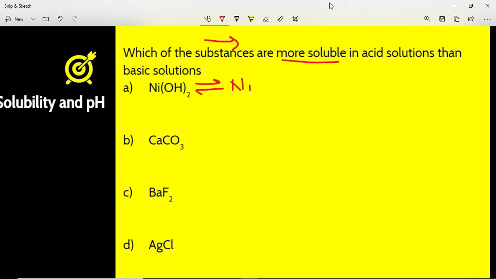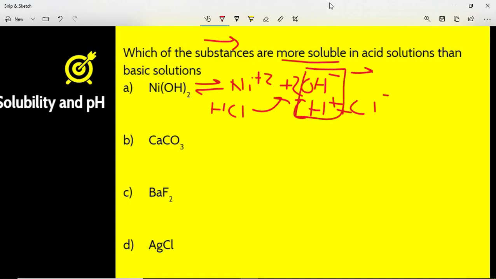So we have Ni 2+ plus 2 OH minus. Let's say we add HCl to this. If we add HCl, we know it's going to dissociate into H plus and Cl minus. Is the H plus or Cl minus going to impact anything on the right-hand side? And the answer is yes. The H plus is going to react with the OH minus to form water, which means that the concentration of OH decreases, and if OH decreases, then equilibrium shifts to the right. So this is yes.